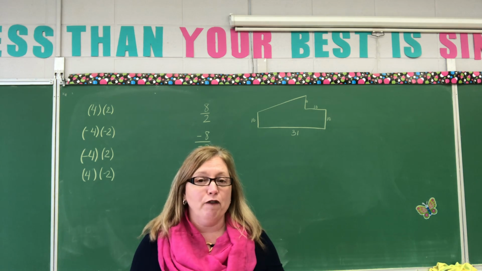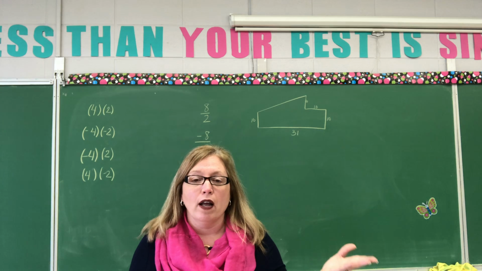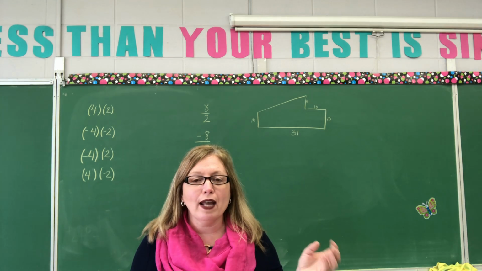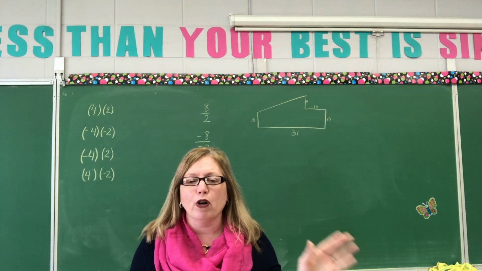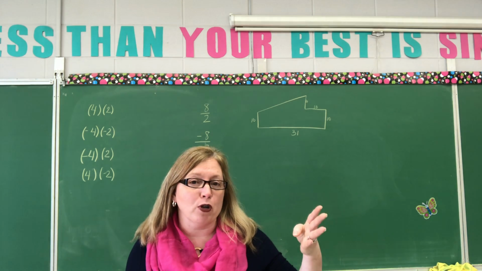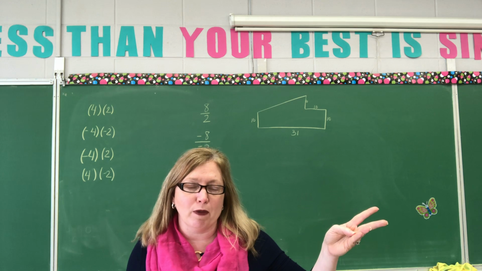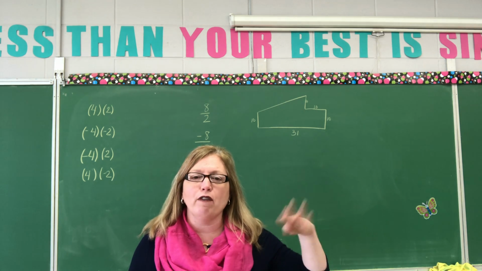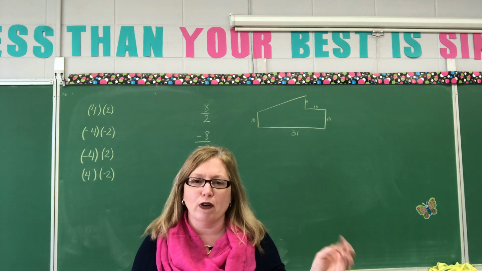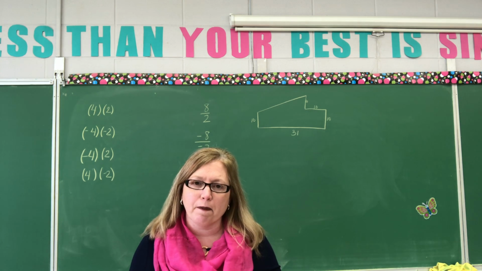In fact, if you have 3 or 4 numbers, as long as they're pairs, okay, let's say you have 4 numbers and 2 of them are positive and 2 of them are negative that you're multiplying. Since you have the same number of positives and negatives, your answer is going to be positive, okay?